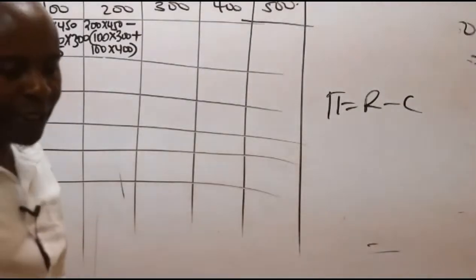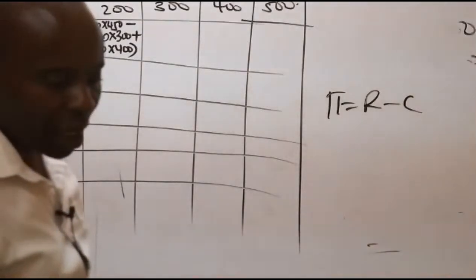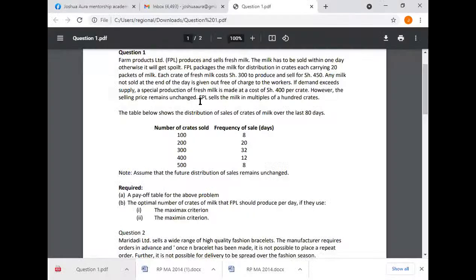Remember what they have told us here. I would want us to be very clear with this. Ladies and gentlemen, what they have told us is that each crate of fresh milk will cost 300 to produce and it sells for 450. Any milk not sold at the end of the day is given out free of charge to the workers. If demand exceeds supply, a special production of fresh milk is made at a cost of 400 per crate.